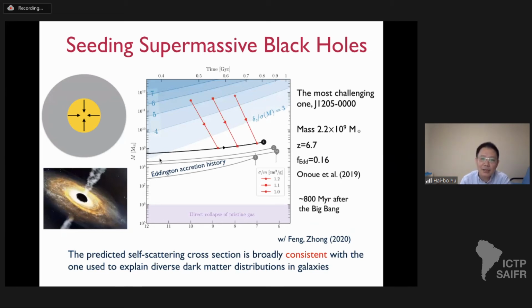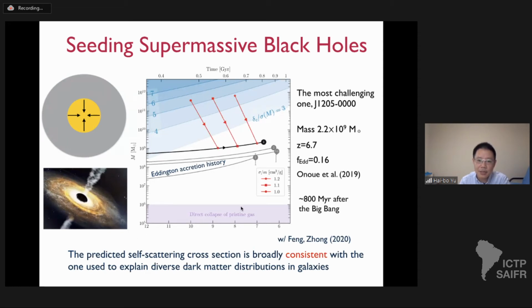And so I just show you one curve. You see that this is the most challenging one. This one had a mass of about 2.2 times 10 to the 9 solar mass, at a redshift of 6.7. So its observed accretion rate is very, very small. So essentially you have to have a very massive seed mass very early on. While this curve shows how SIDM collapses: if you have a halo of about 2 times 10 to the 11 solar mass, at the early stage, it can collapse to this massive black hole, right?